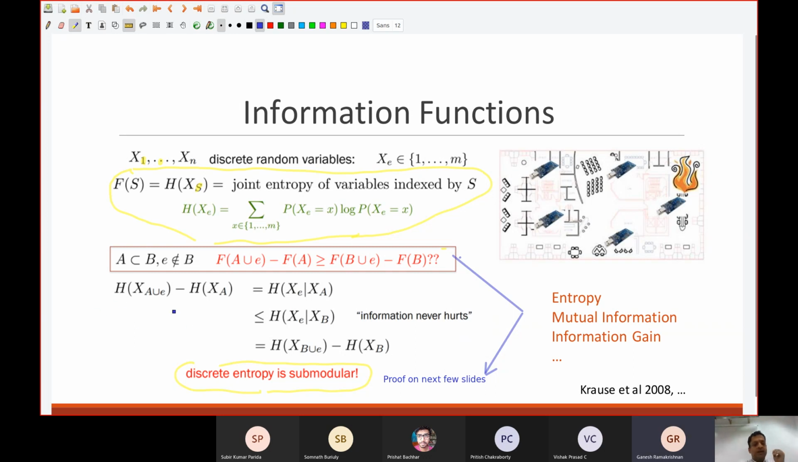But there is another interesting thing. If you look at the entropy of X indexed by A union e minus the entropy of X indexed by A, this is the conditional gain. We have given it a name, called conditional gain. So recall. We'll see some interesting properties of conditional gain per se as well.